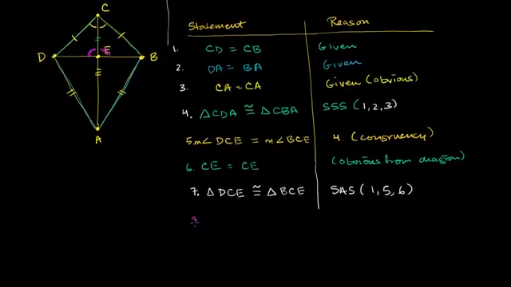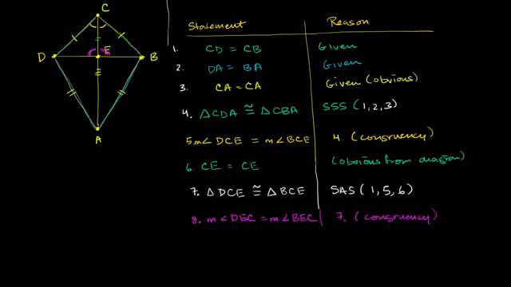So we know, statement number 8, the measure of angle DEC is equal to the measure of angle BEC. And this comes straight from statement 7. Once again, congruency.